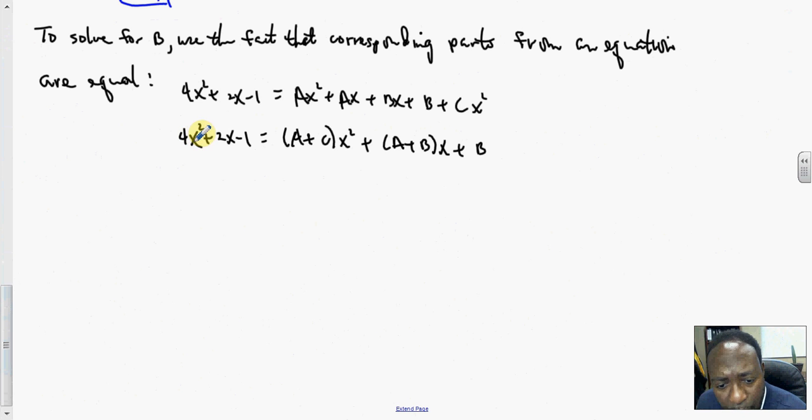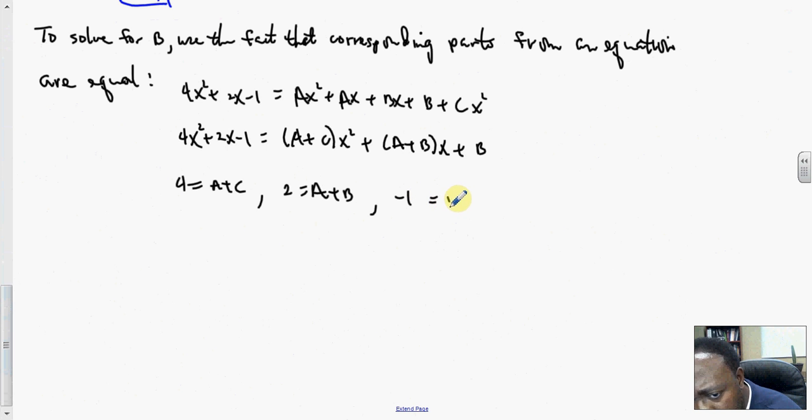So here x squared is the same as x squared, so the corresponding parts are equal. So 4 is equal to a plus c. Likewise, x is equal to x, so 2 is equal to a plus b. And then negative 1 is equal to b.